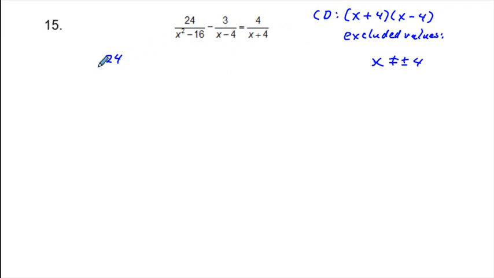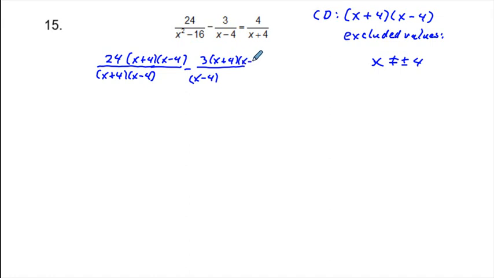We have 24 over, I'm going to put x plus 4, x minus 4, and we have to multiply this by x plus 4, x minus 4, and then we have minus 3 over x minus 4, and we have to multiply this by x plus 4, x minus 4, and then we have equals on the right side 4 over x plus 4, and we multiply that by x plus 4, x minus 4, and then we cancel out everything we can. We should clear out all our denominators.